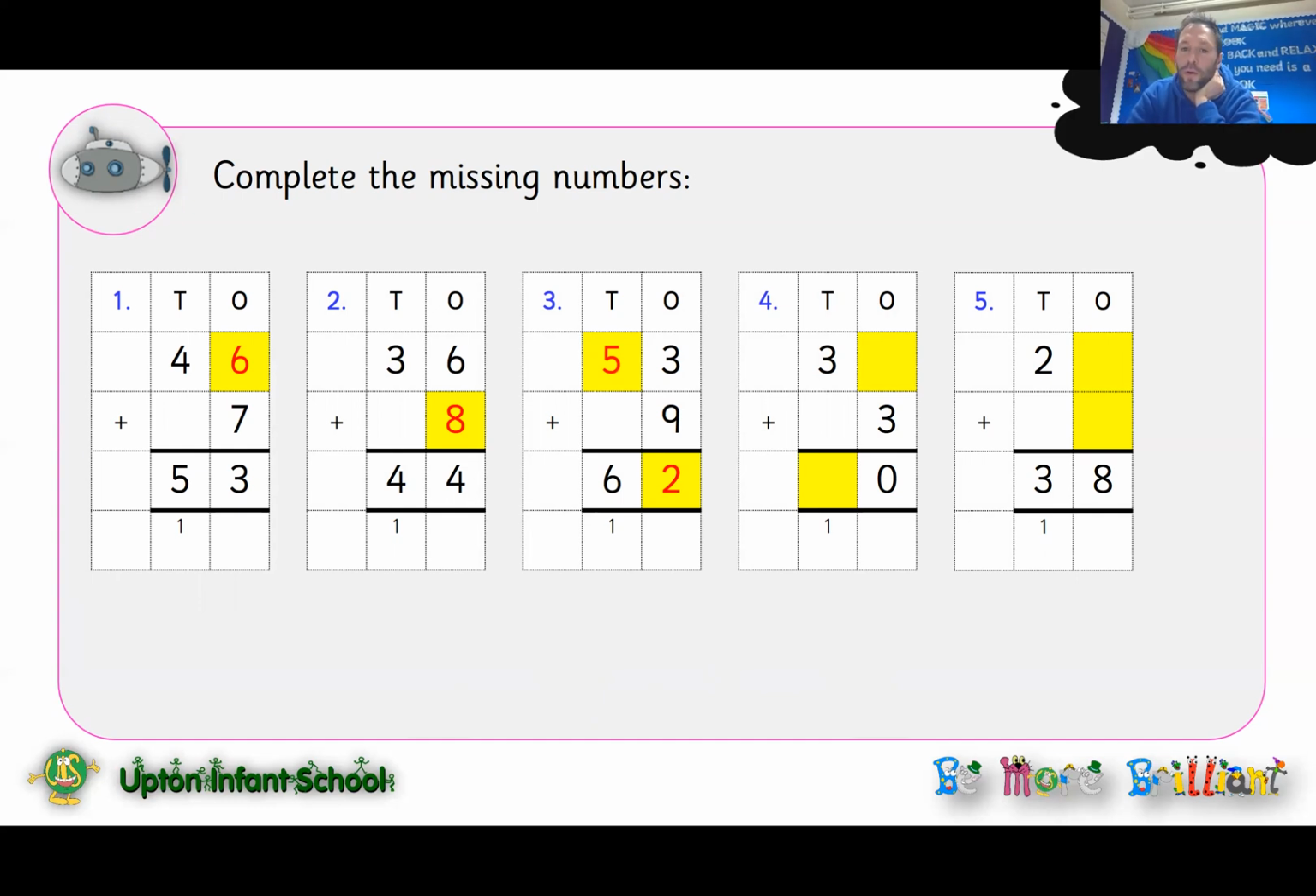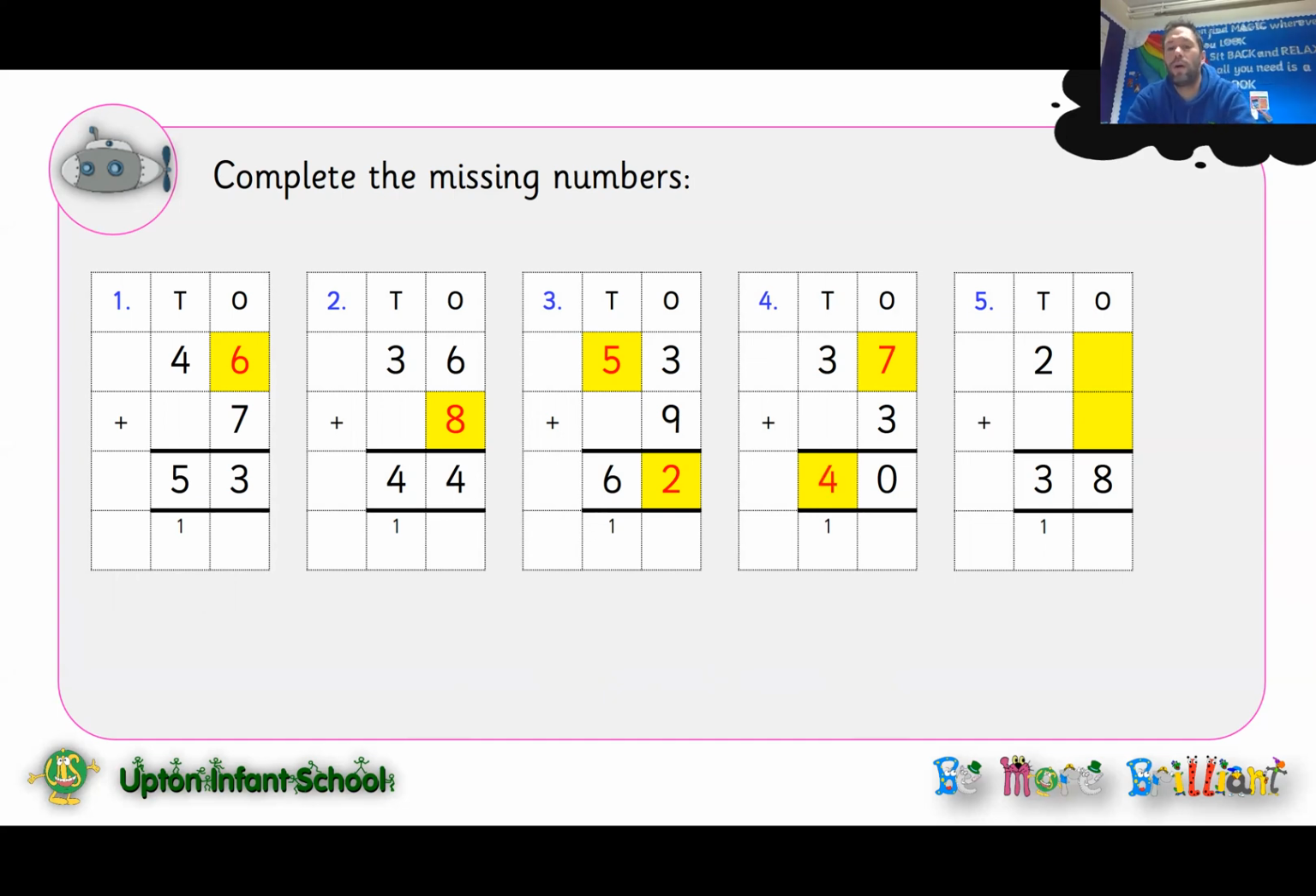On to question 4. 30-something add 3 equals something. Ooh, how are we going to solve that one? Well, as we can see a 0 down in our answer line, in our ones column, the missing number, when we add 3 onto it, must make 10. So that's got to be a 7. So 37 add 3, that is going to make 40.